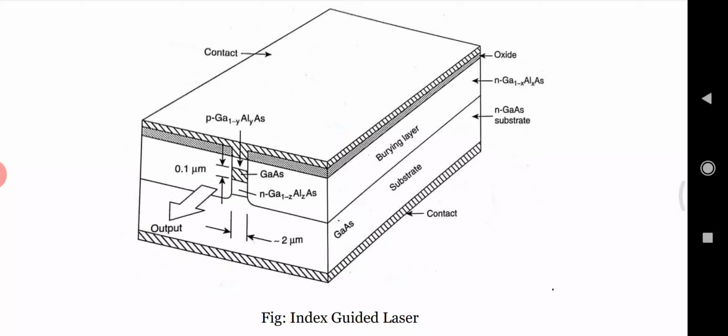For this reason these layers are called buried heterostructure layers. And these index guided devices produce a beam with much higher beam quality but are typically limited in power to only a few hundred milliwatts. Another important feature of this laser is the confinement of the injected carriers to the active region. That is all about the index guided and gain guided lasers.